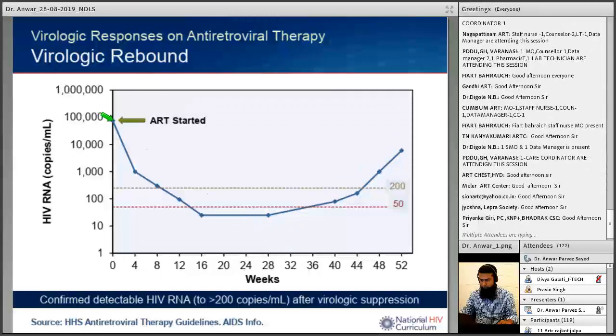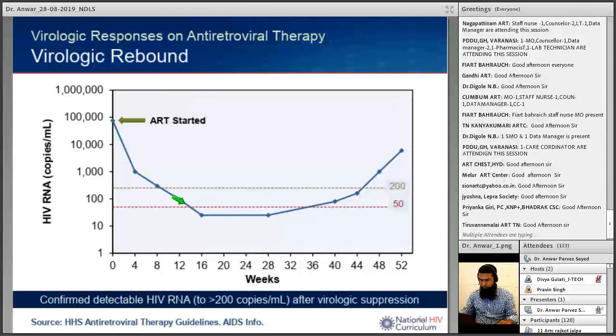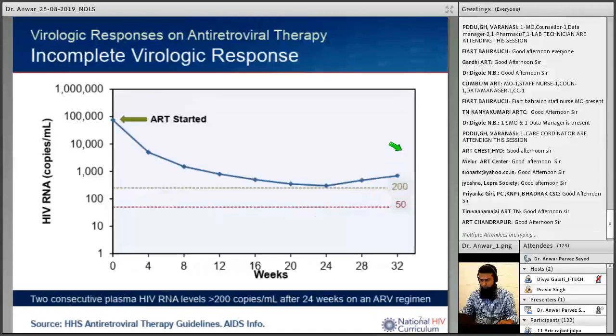So you started ART with a high viral load, it reduced the viral load to a level which is undetectable or maybe below 1000, which is suppressed viral load, and after some time, because of poor adherence or adherence issues, the viral load may again go high, which is called virological rebound.